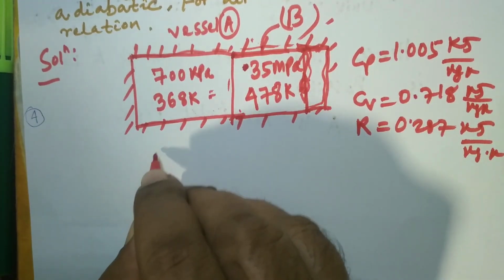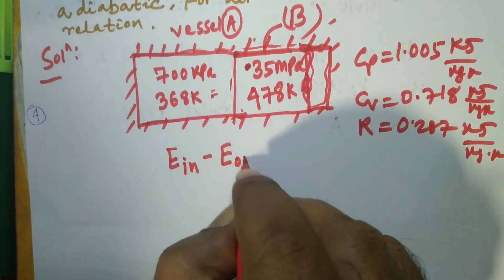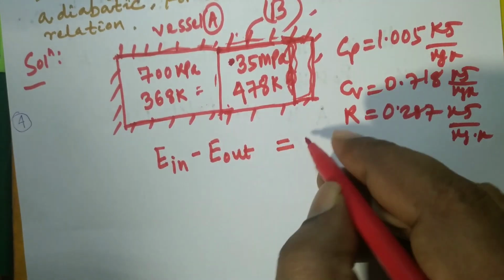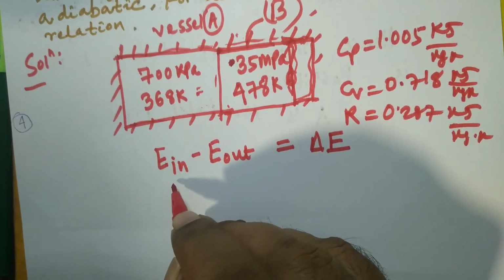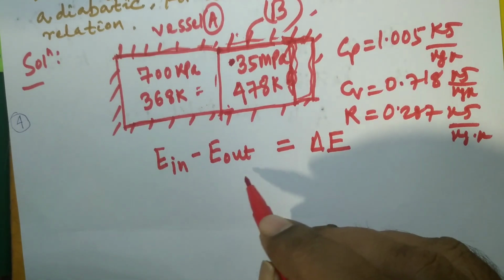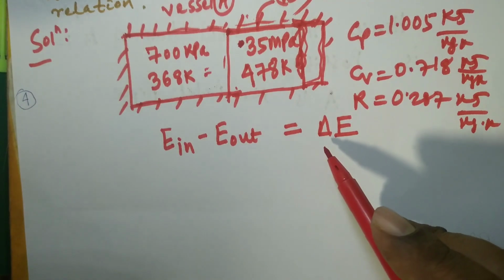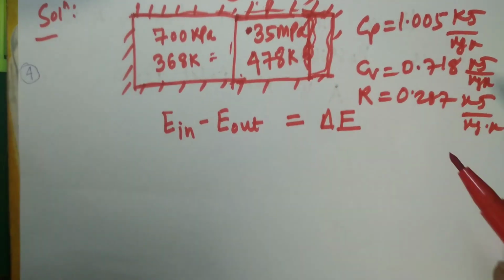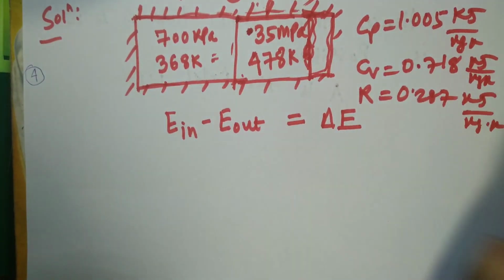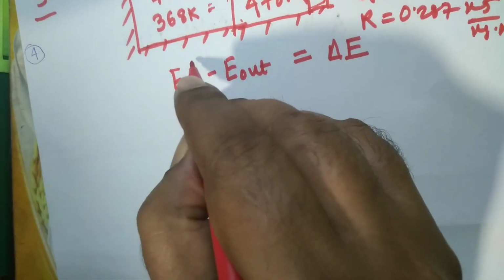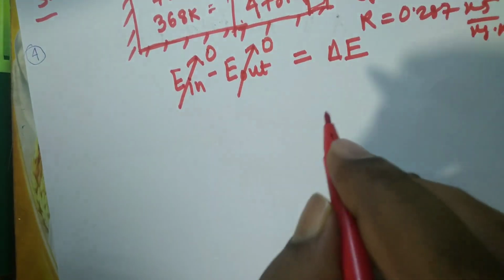So you see, if you apply the energy balance principle, that is E in minus E out is equal to delta E. Suppose E in is the summation of energy that enters into a system during a process and E out is the summation of energy leaving the system during that process, then net energy will be accumulated in the system itself. So if you apply this to this combined system, you will see that here no energy enters, so E in is 0, nor does any energy leave the system.